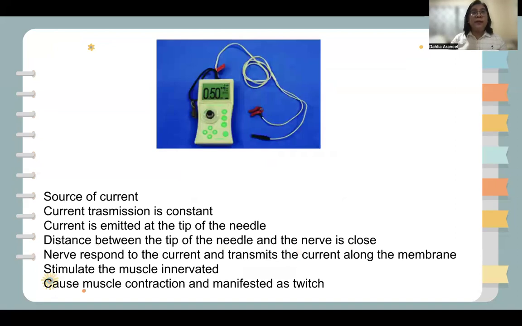So to summarize, this is the picture of how the stimulator looks like with the wires and the connectors to the patient, to the needle. So you have this machine as the source of current, and the current transmission is constant. Current is emitted at the tip of the needle, and the distance between the tip of the needle and the nerve is close. The nerve responds to the current and transmits the current along the membrane, then stimulates the muscle that is innervated, and this will cause muscle contraction and is manifested as twitch.